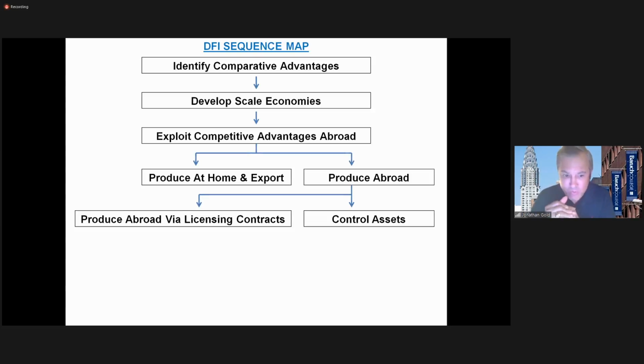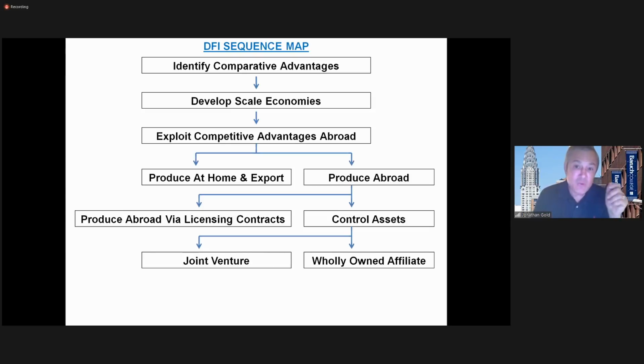A company can produce abroad through licensing contracts. What's the problem with licensing contracts? Licensing contracts means you've relinquished a lot of control to someone else that is going to produce your product for a fee. That can be problematic. The next step is to say, well, I don't want to relinquish so much control. I'm going to enter into a joint venture or into some type of wholly owned affiliate.